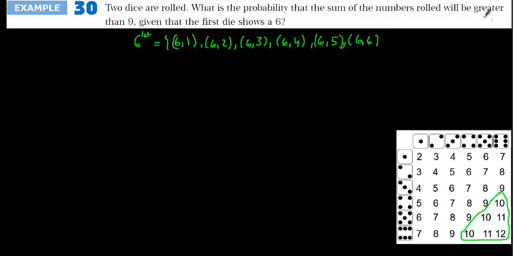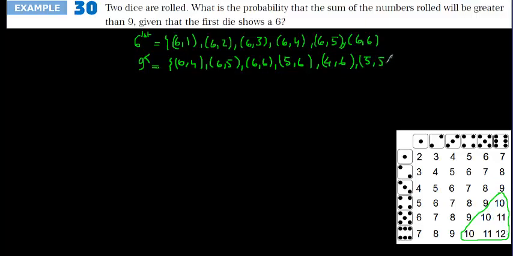And the sum is greater than 9. I'm going to show it like this. The greater than 9 set is going to be here: 10, 10, 10, three tens we have, which are 5 6, 4 6, 6 4, 6 5, 6 6, 5 6, 4 6, and this one 5 5.